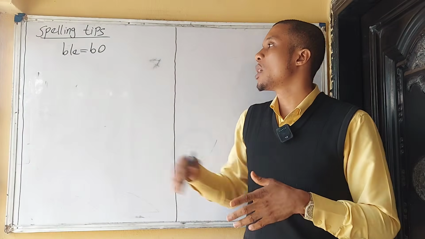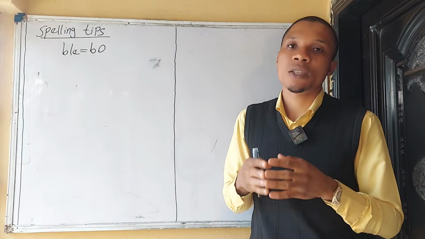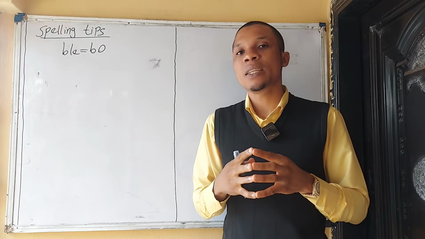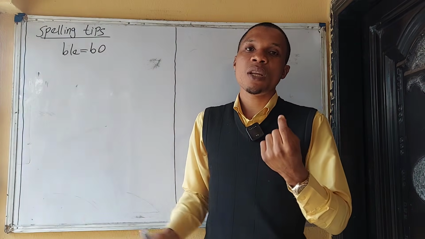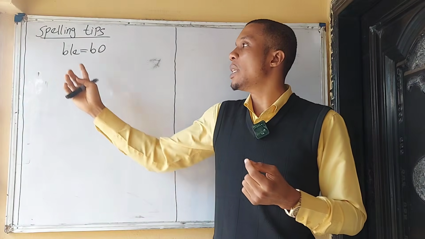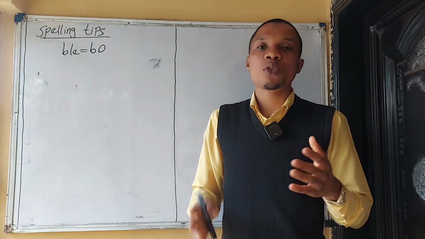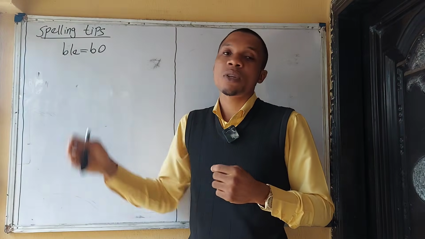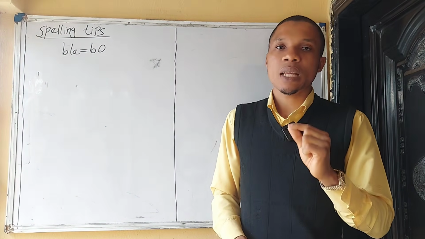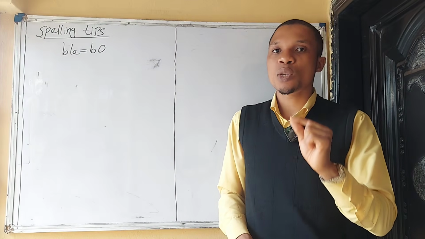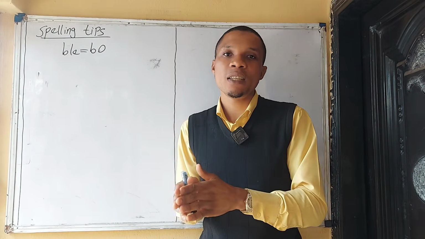Today we are going to be looking at BLE, which we have looked at on several occasions. The sound is what? Ble, because the consonant sound of B is B, and L is L, and E sounds E. So if you blend the three sounds together, it becomes Ble. But in today's class, it's not going to be sounding Ble, because when BLE appears at the start of a word, it has a different sound.